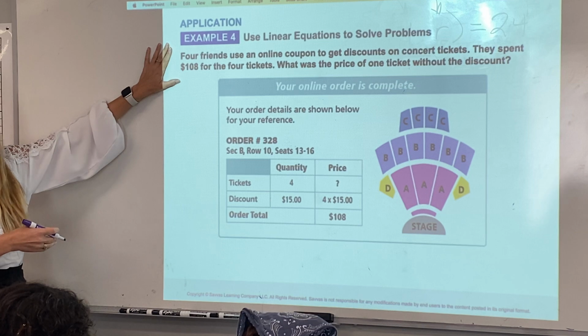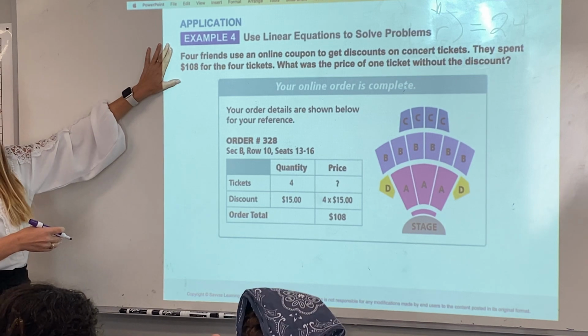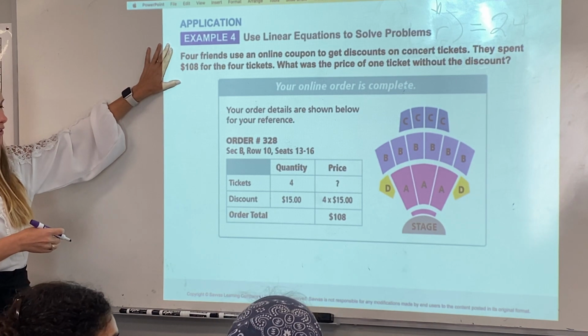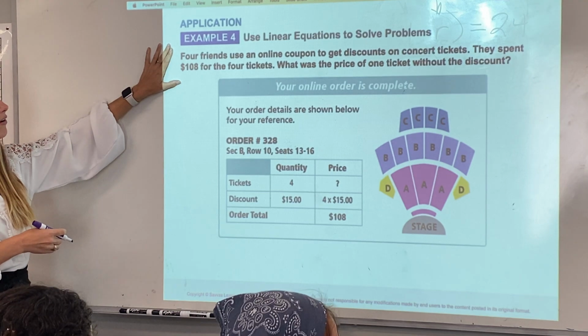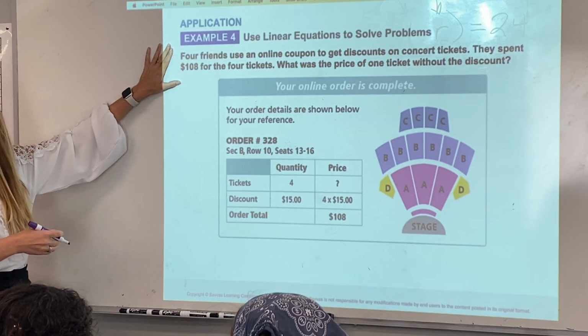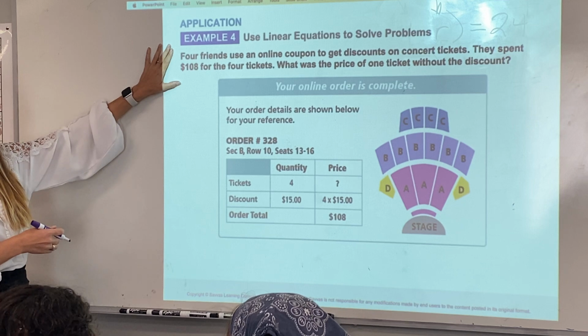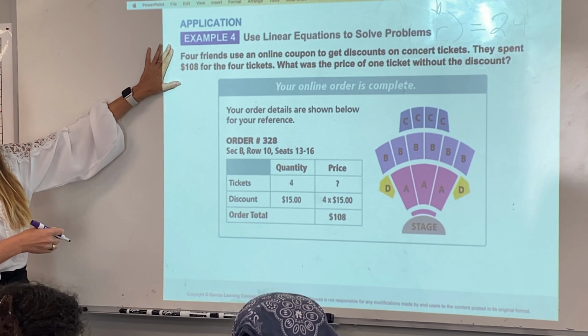Yes, ma'am. 4 friends use an online coupon to get discounts on concert tickets. They spent $108 for the 4 tickets. What was the price of one of the tickets without the discount?